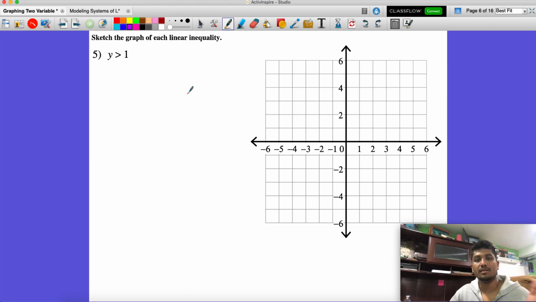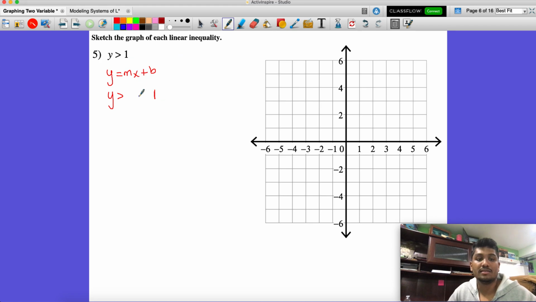More of the graphing inequalities before we start moving into systems. And the fifth example here is y greater than 1. Now you're probably wondering how we're even going to graph this, because it's not really in y equals mx plus b form. Although it looks that way, it kind of is. There's no x here, but we know that the b is usually the number by itself, so we kind of have that there.